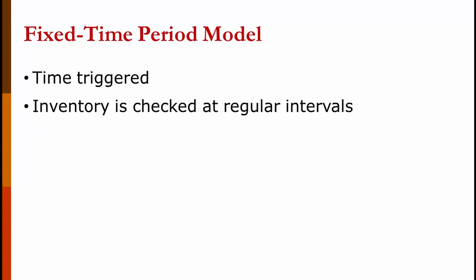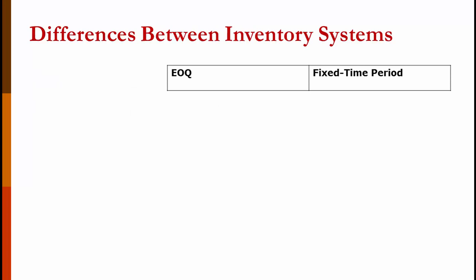A fixed time period model is time triggered. So for example, if you restock every Wednesday, the fact that Wednesday arrives triggers you placing an order. So you don't monitor inventory constantly, you wait until Wednesday and check to see what you have on hand, or whatever day you do your ordering. These are the two most common sets of models, so let's compare them.